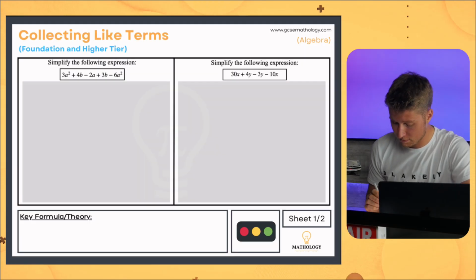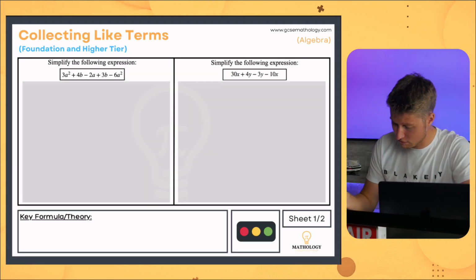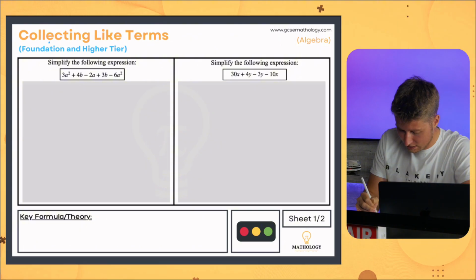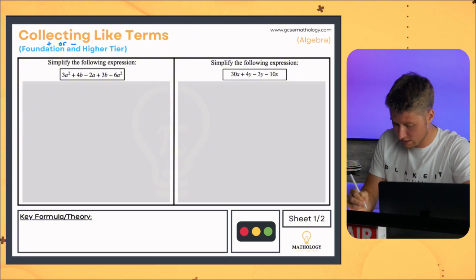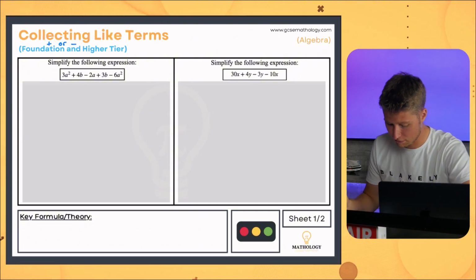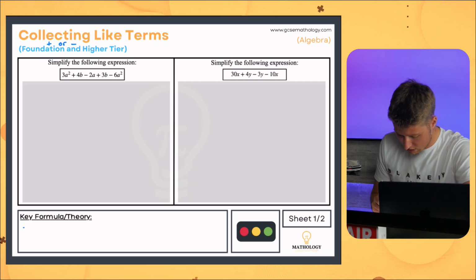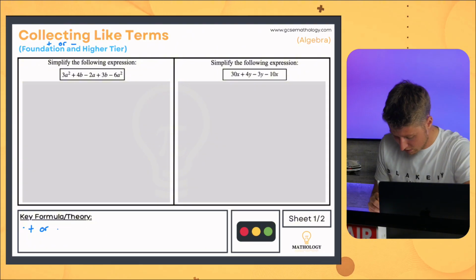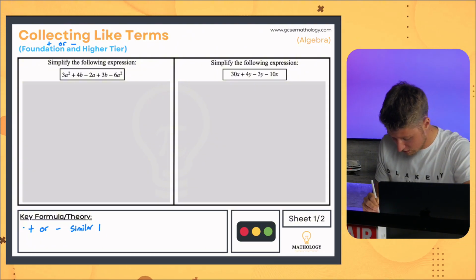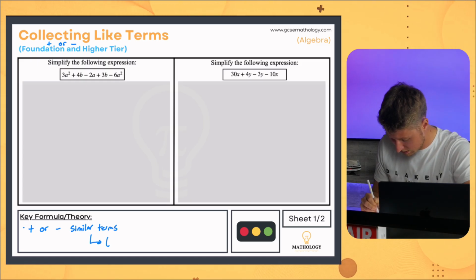Collecting like terms simply means adding or subtracting terms that are similar. So some key theory to note in the bottom hand corner. When we're collecting like terms, we're going to add or subtract similar terms, and by similar terms, we mean terms that have the same endings.